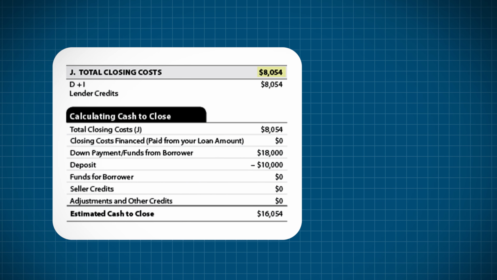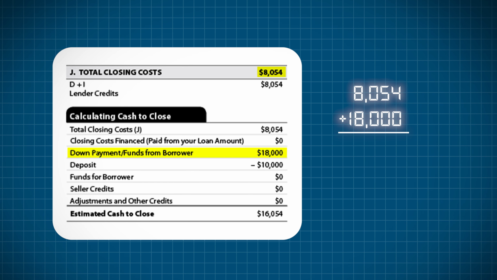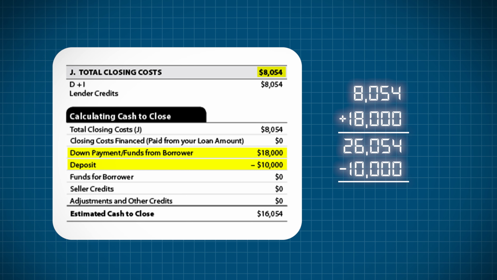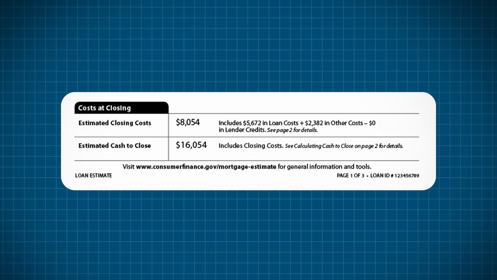Now let's go ahead and put this all together in the bottom right-hand section. So we just determined that we have estimated closing costs of $8,054. We also know that we're putting 10% down, which is $18,000. So we're going to add these two numbers together. However, the buyer gave earnest money of $10,000 at the time of making their offer. So that money is going to apply to this transaction. So we're going to subtract it out. And when we do this, we get our total estimated cash to close of $16,054. And if you go back to the first page of the LE, this is where that number came from.